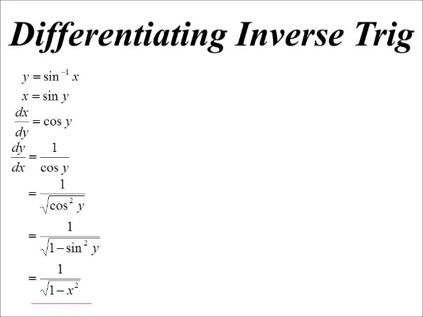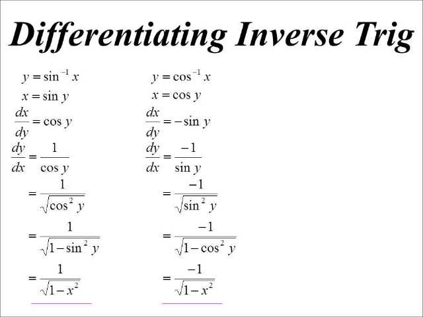All right, let's try cos. So we'll make it x equals cos y. Differentiate cos, we get minus sine. Turn it upside down, and we'll do a similar thing. We'll turn the sine y into the square root of sine squared. Sine squared is 1 minus cos squared, and we get a very similar expression, the only difference being the negative, of course. So inverse cos, we get negative 1 on the square root of 1 minus x squared.